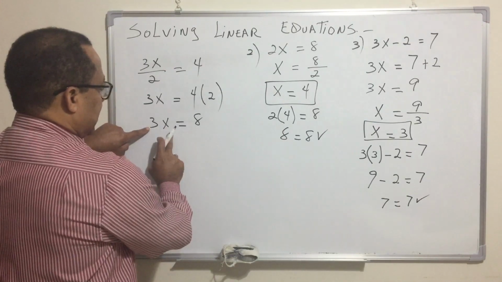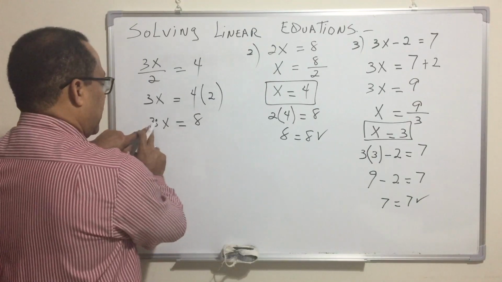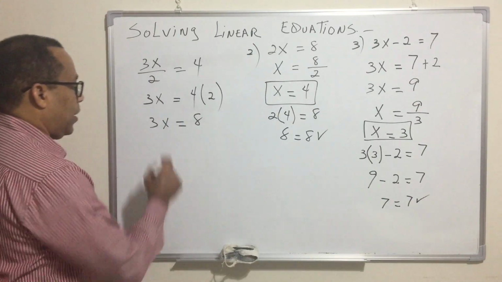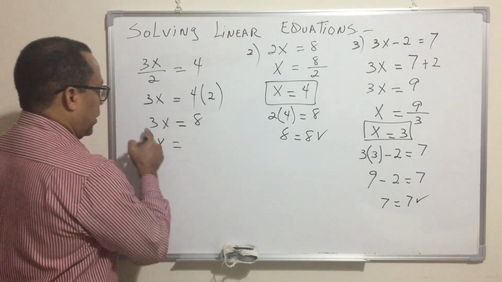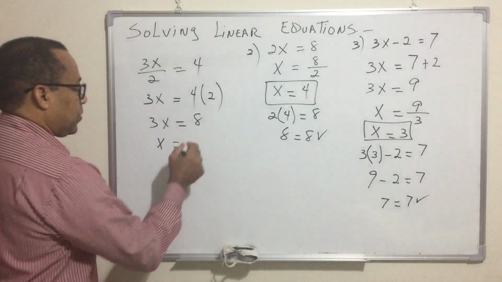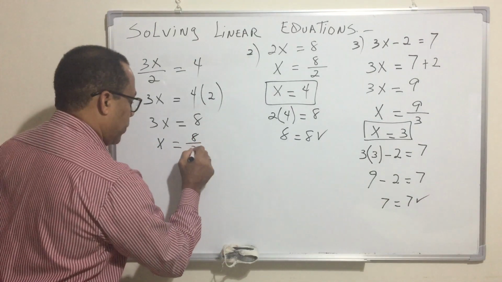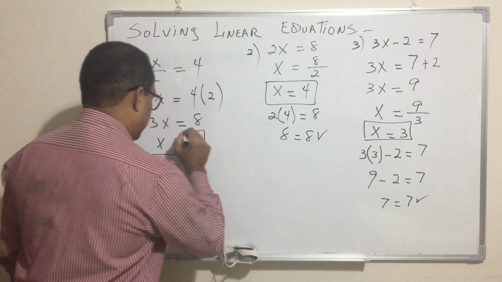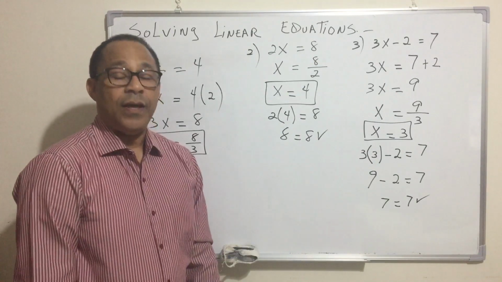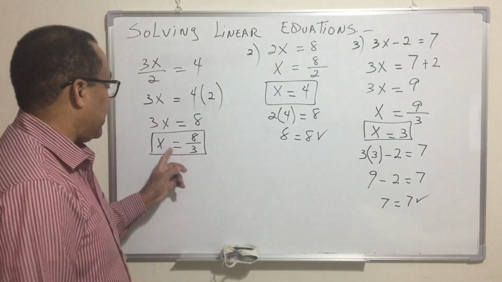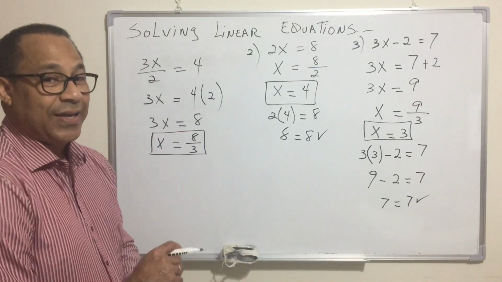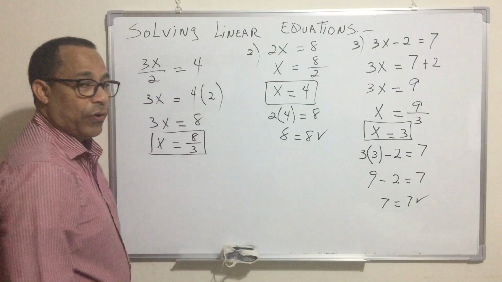3x, 3 times x. I need to get rid of the 3 in order to get the x by itself, which is the result of the equation. So x equals, the number 3 is multiplying, it goes dividing. So this will be 8 over 3. X equals 8/3. Let's replace the x right there in order to get the result of 4.